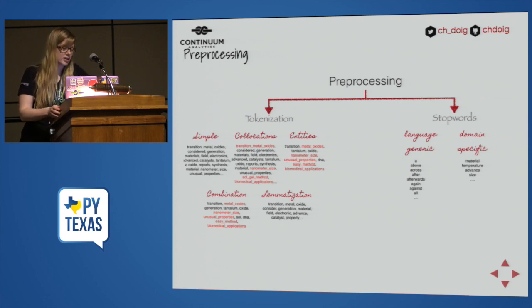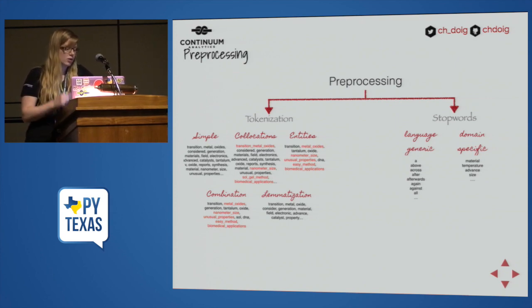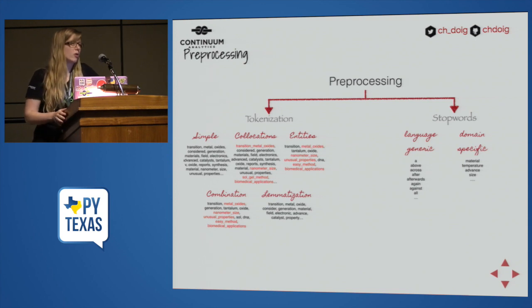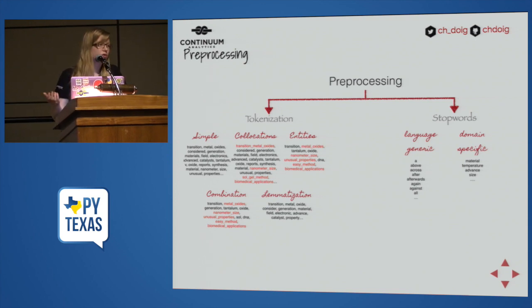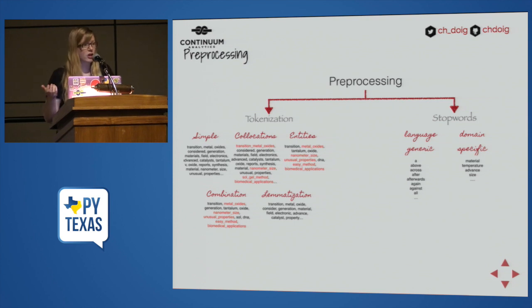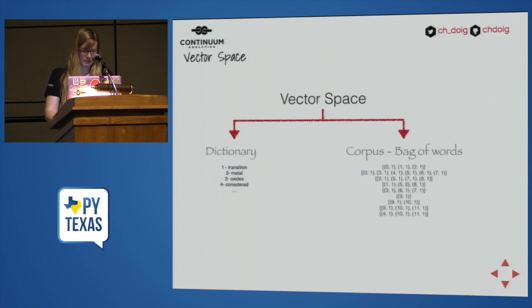What's also important in pre-processing is what words we're going to consider and whether we want to remove certain words, like words that occur very frequently, language-generic words, or sometimes domain-specific ones. If it's a word that you already know is not going to be meaningful in your domain, then just remove it in your custom set of stop words.